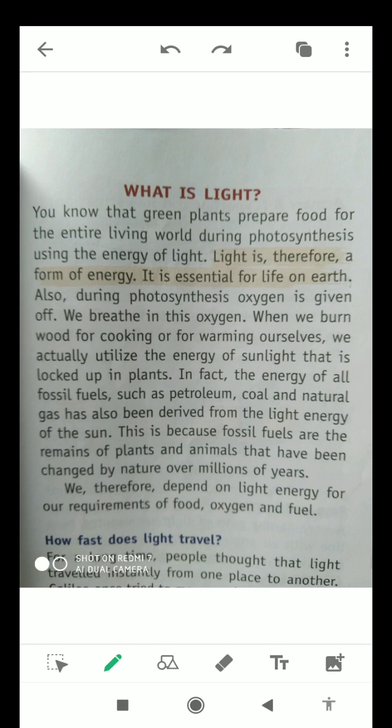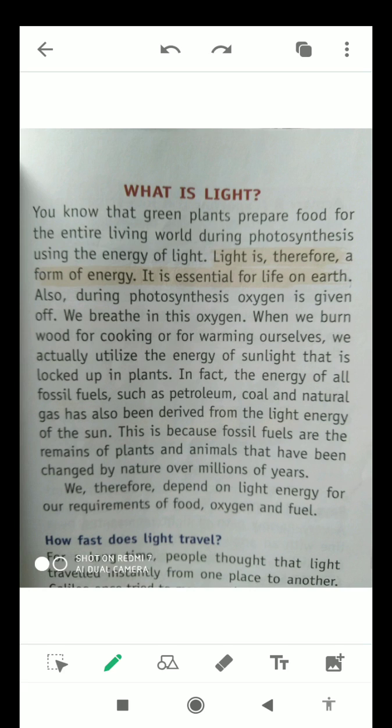Also during the photosynthesis process, oxygen gas is given out and we take in oxygen for the respiration process, as you all know. Apart from this, when we burn wood for cooking or for warming ourselves, we actually utilize the energy of sunlight that is already locked up in plants.